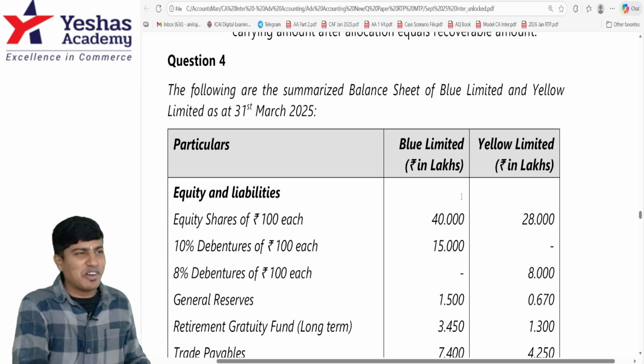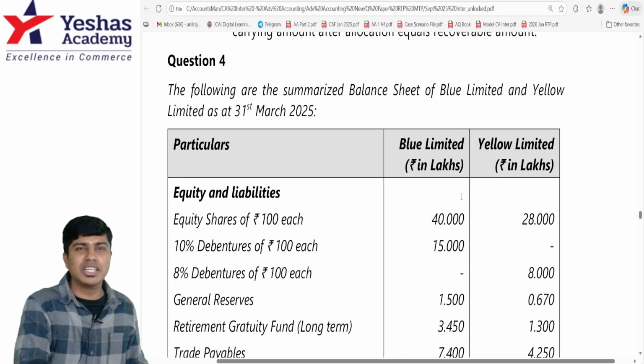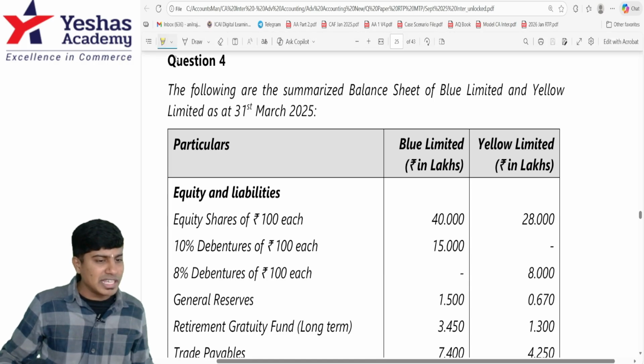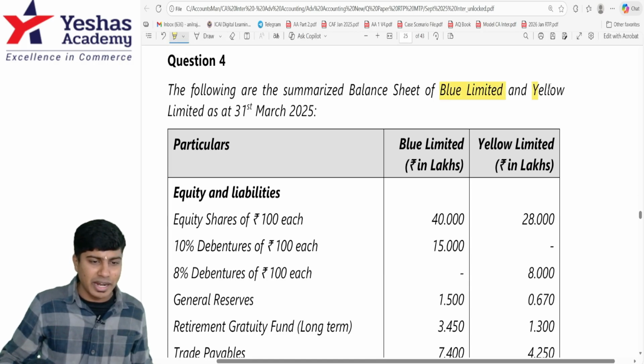Let's now solve question number 4 from our September 2025 examination. This question is on Accounting Standard 14 Amalgamation. Let's start reading. Following is the summarized balance sheet of Blue Limited and Yellow Limited.